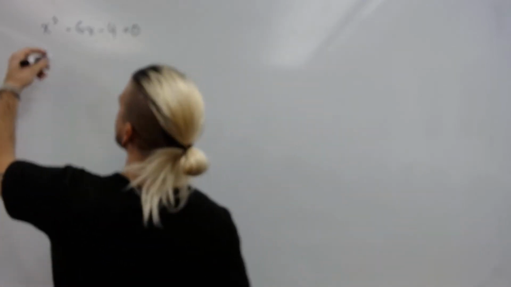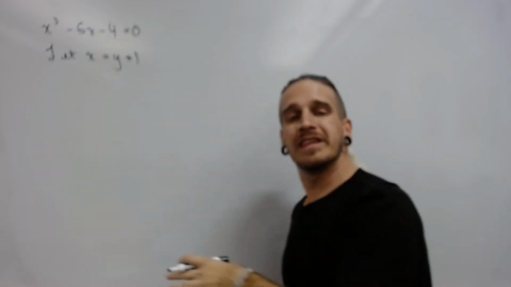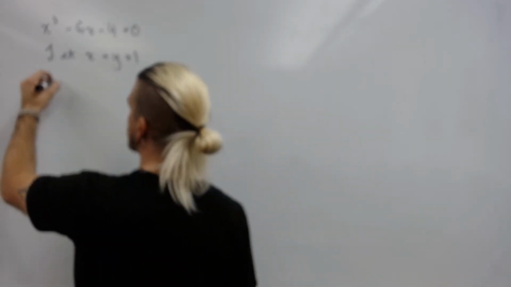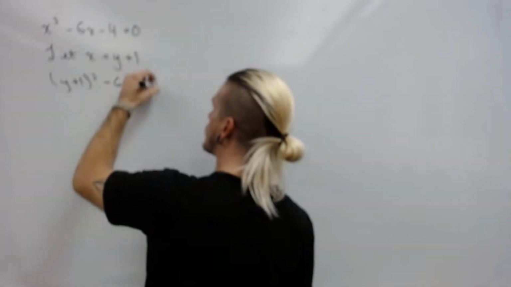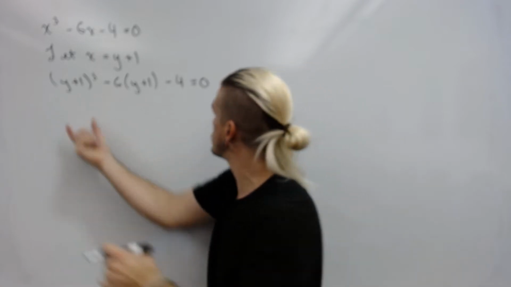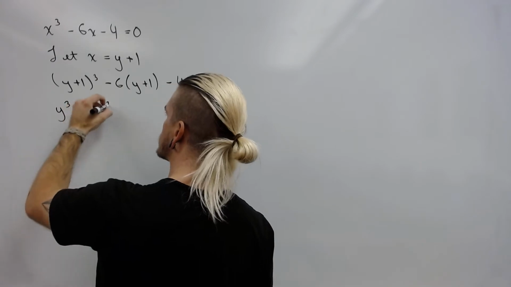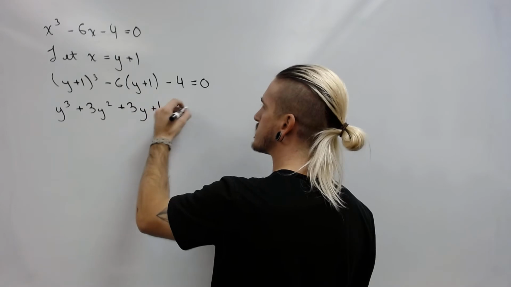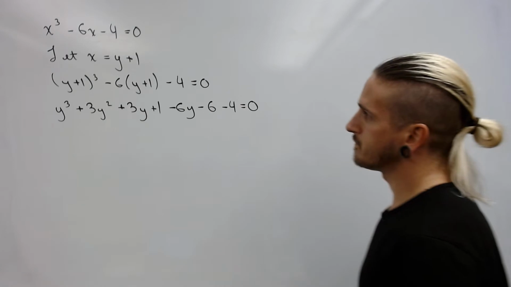If we let x equal y plus 1, we will end up with a cubic polynomial that can be factored. So let's see, that would give us (y plus 1) cubed minus 6 times (y plus 1) minus 4. We will distribute here in the middle, use binomial expansion for the beginning. This gives us y cubed plus 3y squared plus 3y plus 1. Here in the middle, we get negative 6y minus 6. Then our minus 4 equals 0.